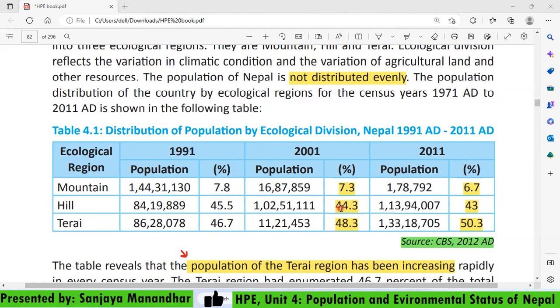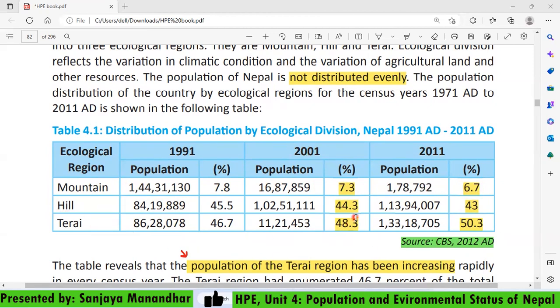While analyzing this table, you see horizontally and vertically. Horizontally means you see according to the year. Mountain region in 2001, the population percent was 7.3%, whereas in 2011, it became 6.7%. So you compare these two horizontally. In 2001 it was 7.3, in 2011 6.7. Is the population increasing or decreasing? Obviously it is decreasing.